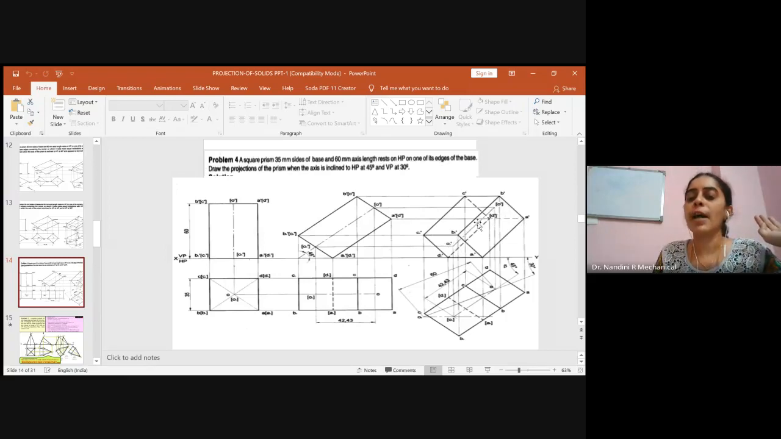Just join both the centers of the axis, O1 dash to O dash. All the lines will be parallel to each other. Any two sides you take, this and this will be parallel. This side will be parallel to this. This side will be parallel to this. This side will be parallel to this. This small side of the square base will be parallel to the top surface side. So if you have constructed properly, everything will be parallel.